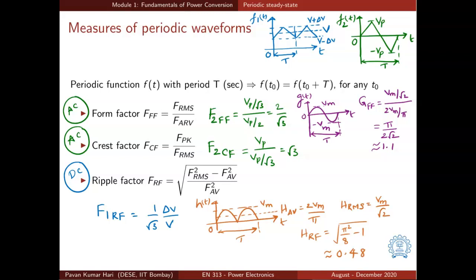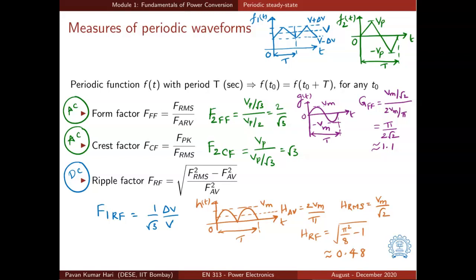For example, an ideal DC would be just V, but then we have a ripple over this average value. So the RMS value of that ripple as a fraction of the average value gives this ripple factor. So the ripple factor for the DC waveform f1 of t, F1 RF, is 1 by root 3 into delta V by V. So obviously, if this delta V is much smaller than V, it is close to DC. So the waveform having smaller ripple factor is a better DC waveform.